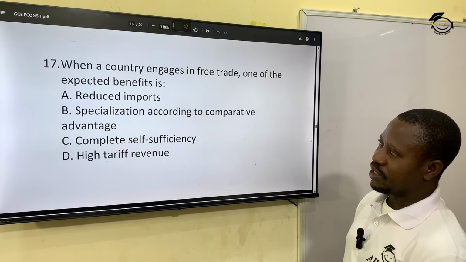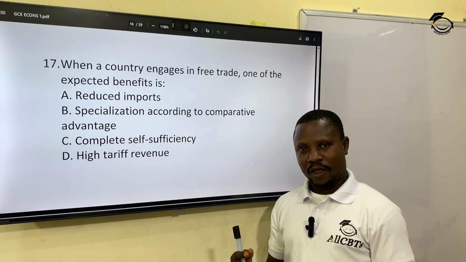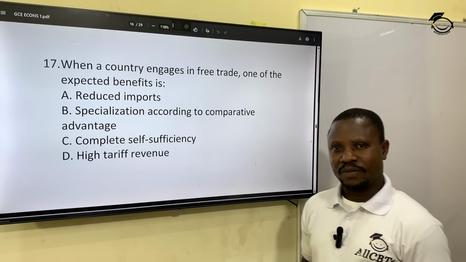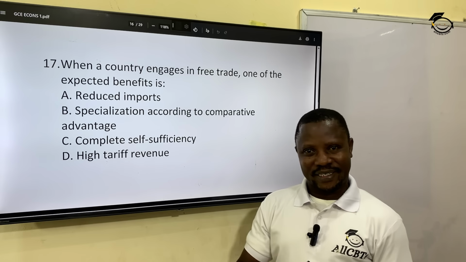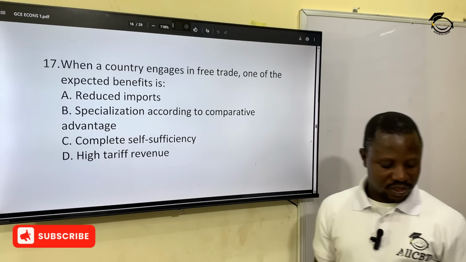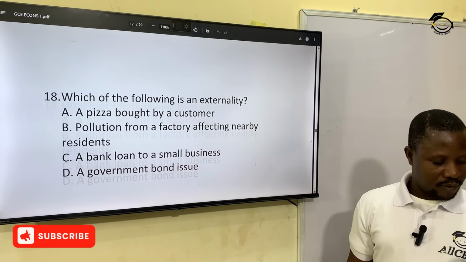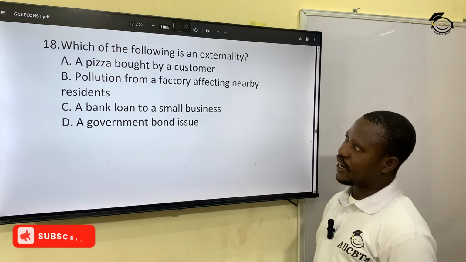By so doing, the implication is that there will be specialization according to comparative advantage. In other words, you start producing the product that you spend less to produce rather than the one that you spend more on. That's what they call comparative advantage in international trade. Okay? So let's see the next question. Which of the following is an externality?